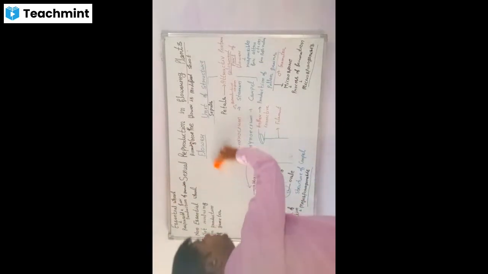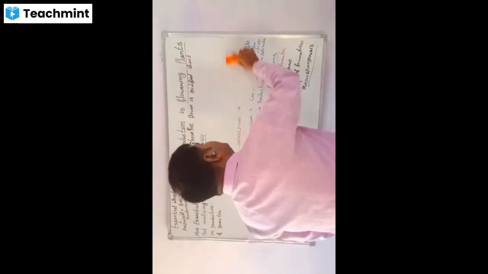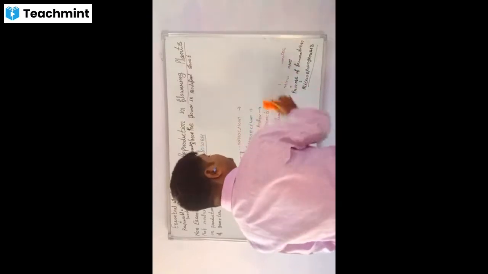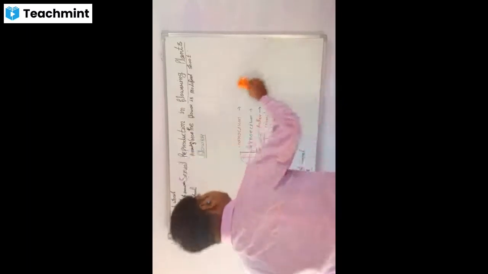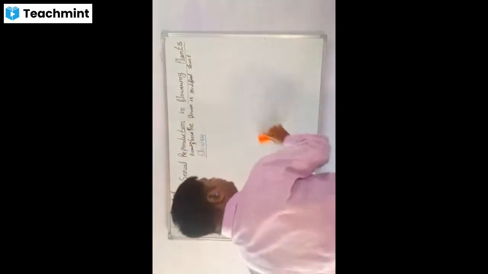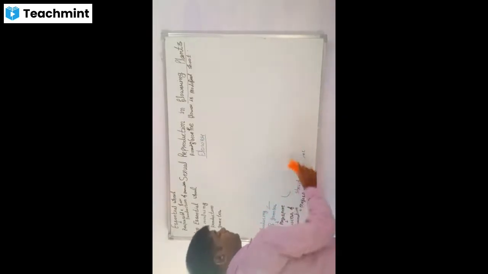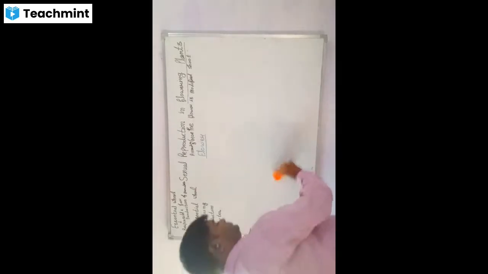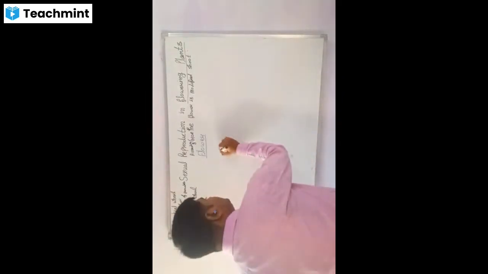Now we will draw a structure including all parts of the flower, and that structure we call LS of flower. In your book it is given as longitudinal section. Longitudinal section, LS of flower. And this is all your practical part, practical as well as theory, both. Let's start drawing.